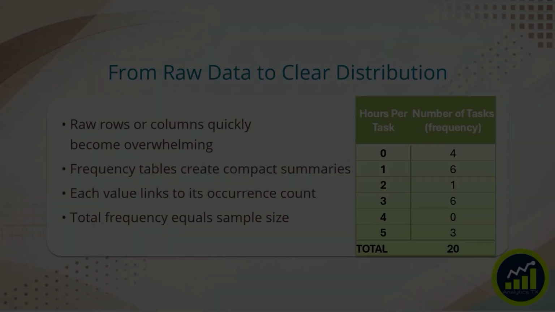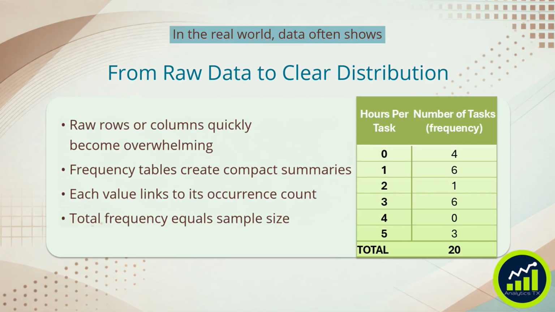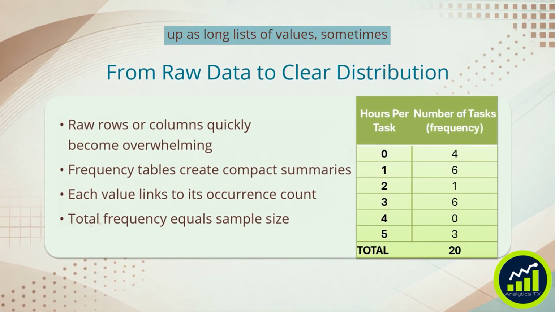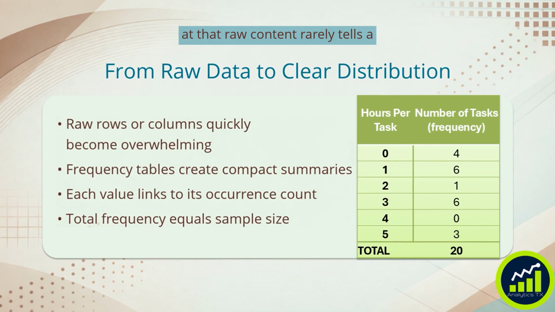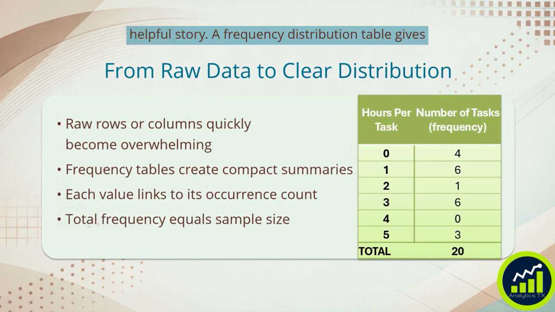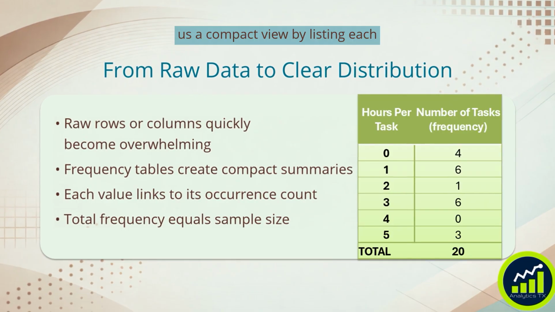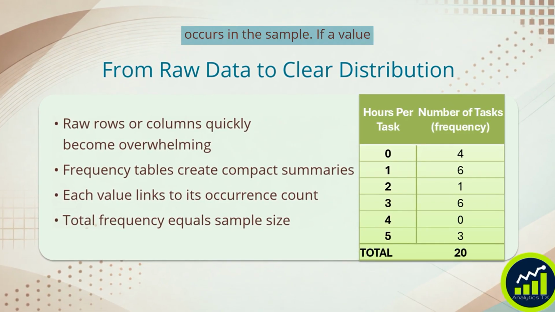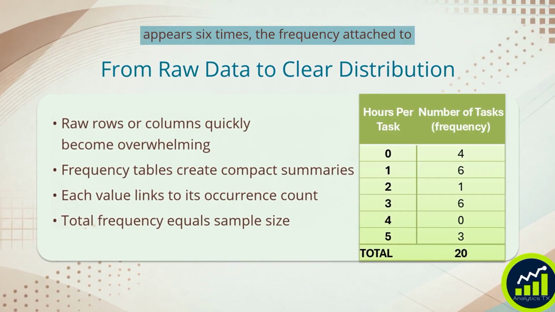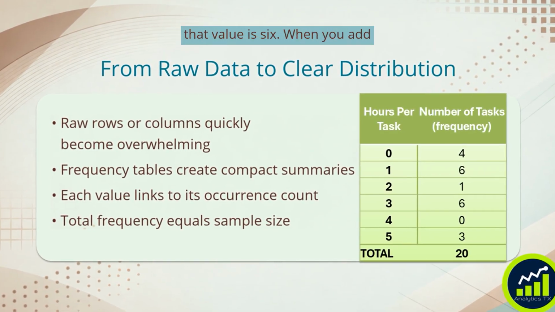In the real world, data often shows up as long lists of values, sometimes thousands of rows and columns deep. Staring at that raw content rarely tells a helpful story. A frequency distribution table gives us a compact view by listing each data value and how many times it occurs in the sample. If a value appears 6 times, the frequency attached to that value is 6.